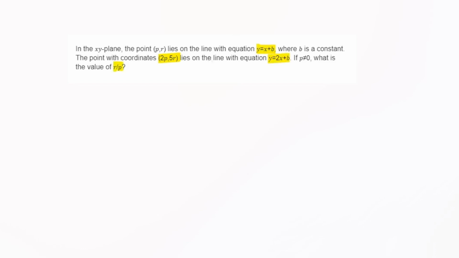So we're trying to find the value of r over p here, right? To do this, I'm going to write down my information first. So I know that (p, r) lies on y equals x plus b, right? And we know that (2p, 5r) lies on y equals 2x plus b. Now I can do something really cool here. Since these are my x and y values, I can just substitute these values into the equations we have here.